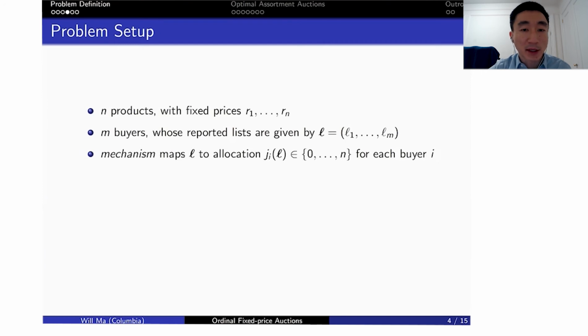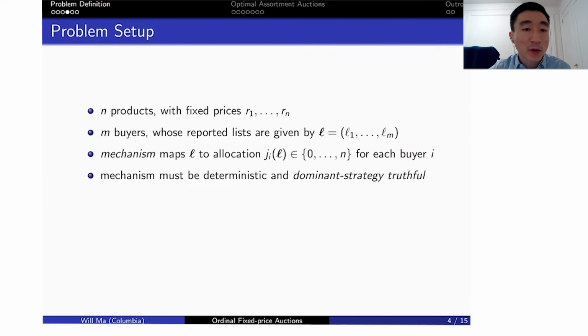A mechanism in this setting is going to be a mapping from a reported profile of lists to an allocation for each buyer, which is going to be an index either 0, 1, ..., n. So basically, if ji of L equals 5, that means buyer i gets to purchase product 5 at price R5. And if ji equals 0, that means the buyer purchases nothing.